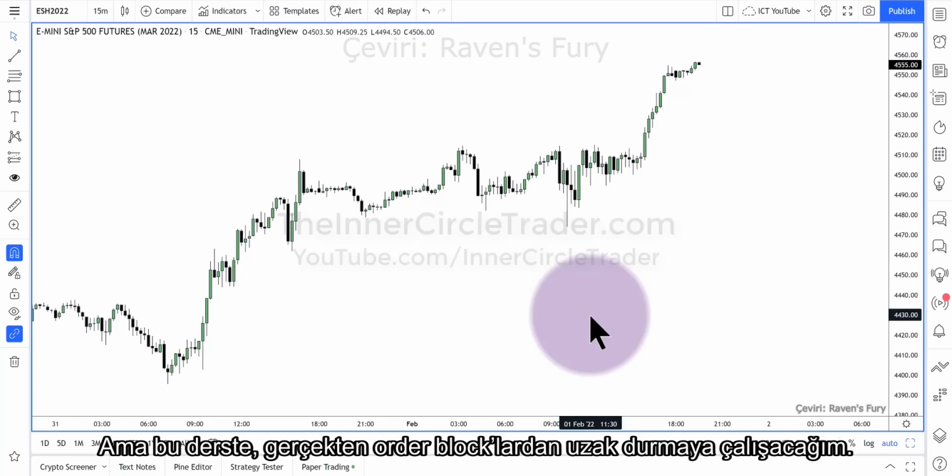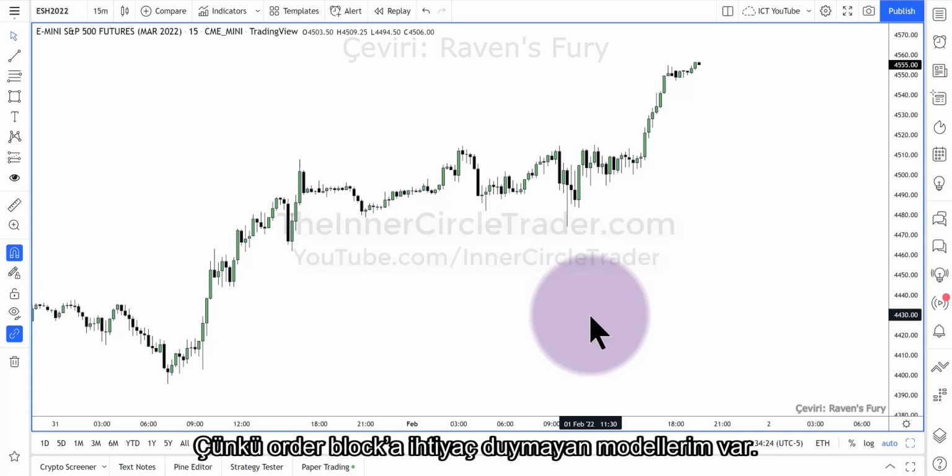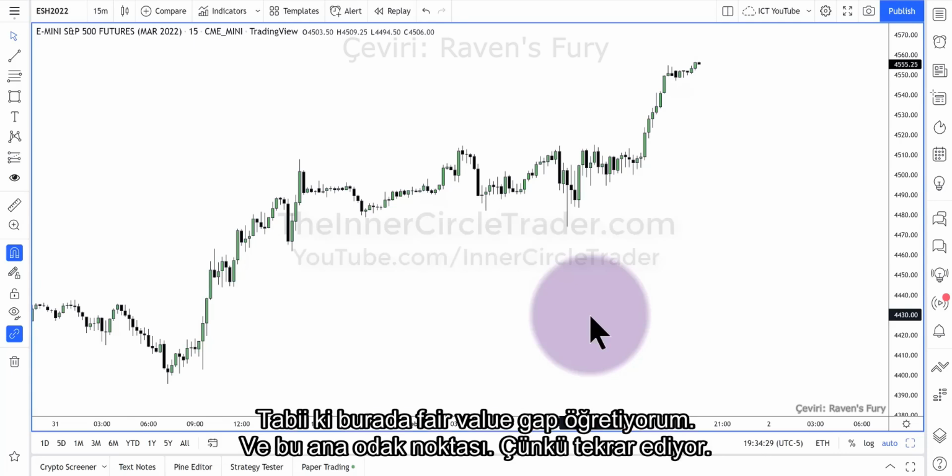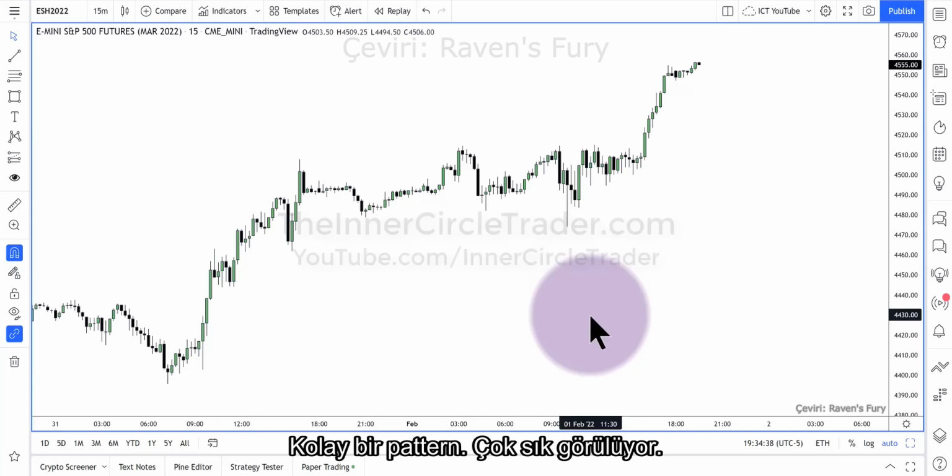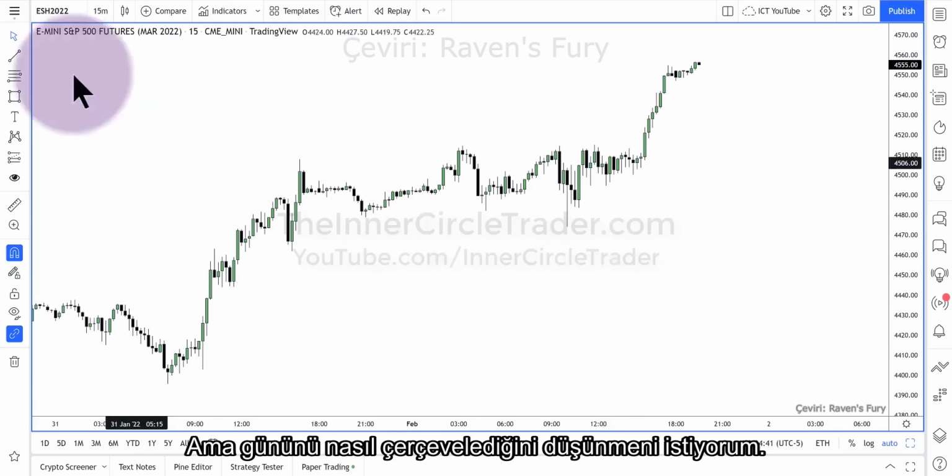Yes, I'll look for order blocks, but I'm going to try to stay away from order blocks in this lesson, in this mentorship, really, because I have models that don't even rely on order blocks. Obviously, I'm teaching fair value gap here, and that is the main focus because it repeats. It's an easy pattern. It's there a lot. But I want you to think about how you frame your day.